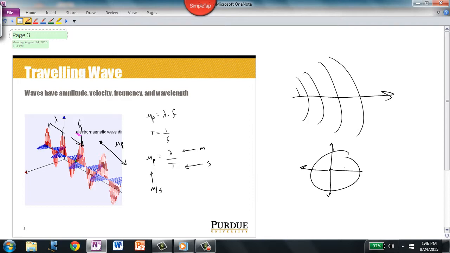So for the rest of today, we're just going to be dealing with one-dimensional waves, meaning that the displacement or the disturbance that the field causes is just going to be a function of two variables, time and a space variable. So we're going to investigate that in more detail here shortly.